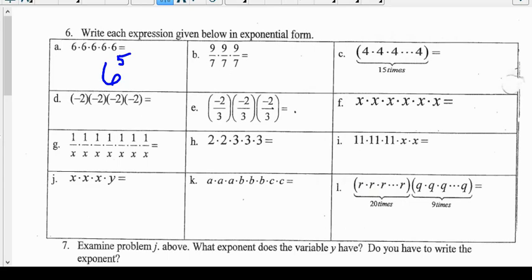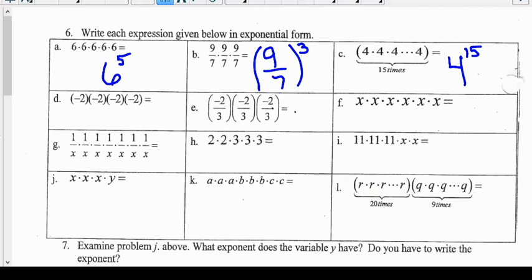Here, exponential form, 1, 2, 3 factors of a base of 9 over 7. Because it's a fraction, I am going to put that in parentheses to show that both the numerator and the denominator are getting multiplied by each other, okay? Instead of writing it out 15 times, let's just say we take 4 and multiply it by itself 15 times. It's not 4 times 15. It's 4 times 4 times 4. We multiply it by itself 15 times, right?